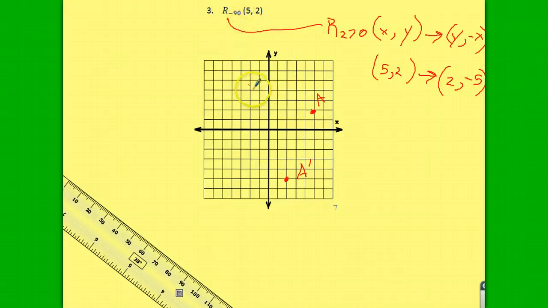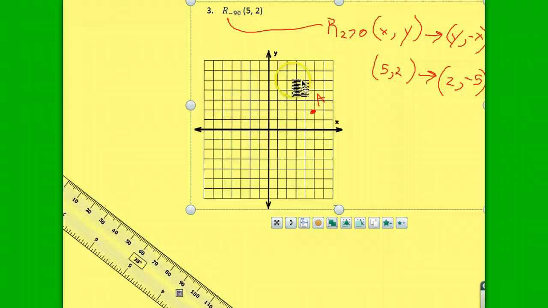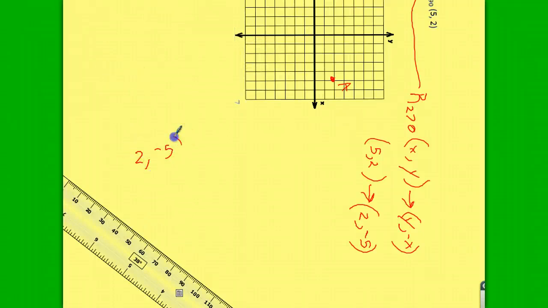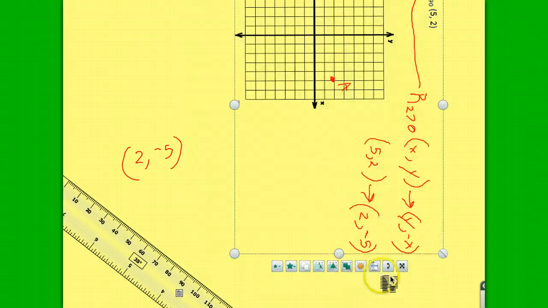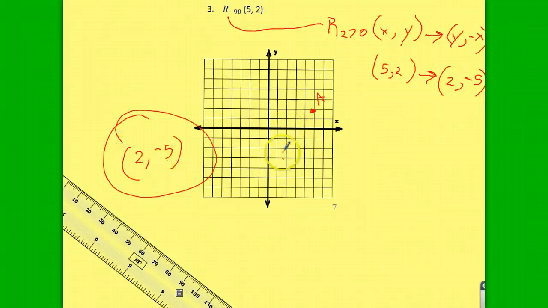And a negative rotation is clockwise, the way a clock goes. So I'm going to see what happens. I'm going to spin my paper clockwise. And what are my new coordinates? 2 comma negative 5. And I'll spin it back and I'll plot this new point, 2 comma negative 5. So either way works. This was way 1, this was way number 2.